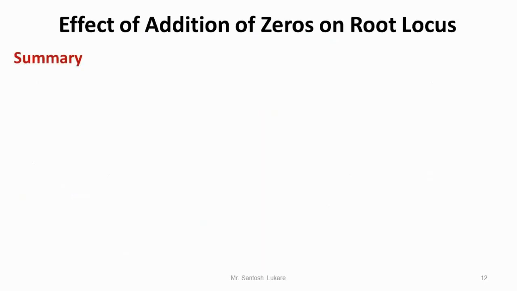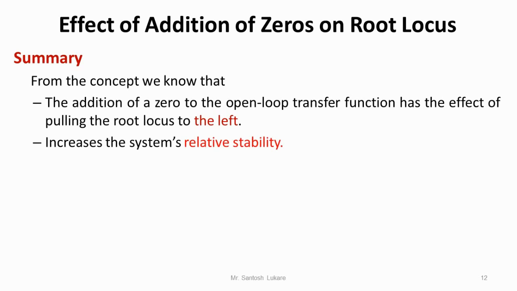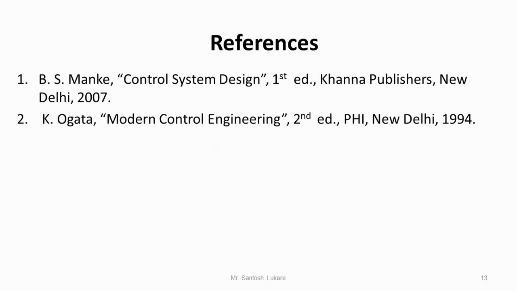So here I may say there is an effect of addition of a zero onto the root locus of the original system. The addition of a zero to the open loop transfer function has the effect of pulling the root locus to the left half of the s plane, which is a stable plane. It will increase the system's stability and it will speed up the settling time of the response.